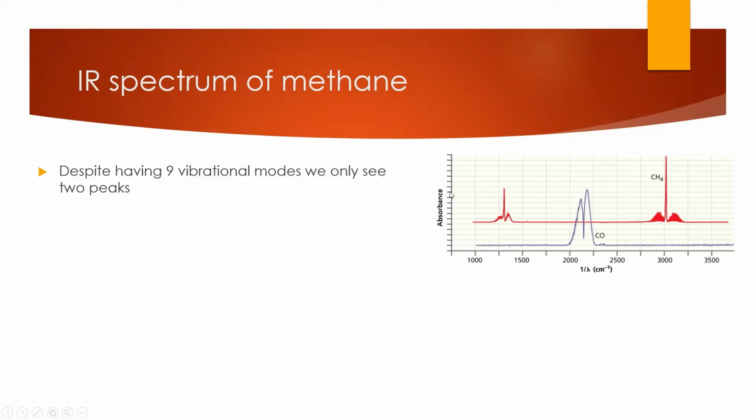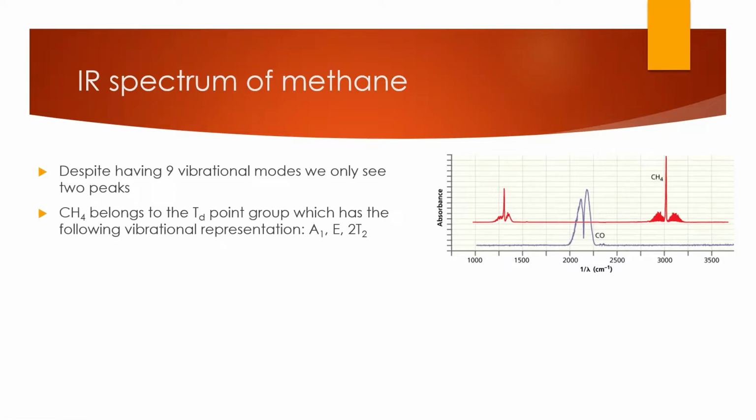So why is this? Well, there must only be 2 vibrational modes that belong to representations that we can resolve with IR. If you want, you can go figure out what point group methane is. Otherwise, I'll tell you that it's in the Td point group. And the Td point group has the following vibrational representation. There are 9 of these modes. One of them is A1, one of them is E, and there are 2 T2 modes.